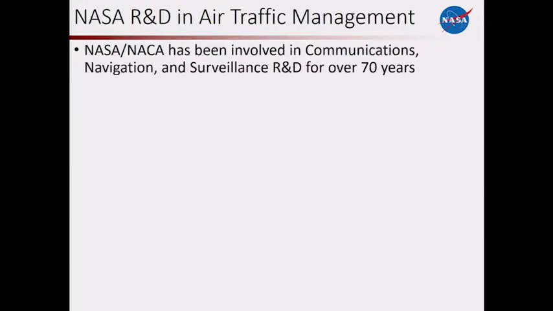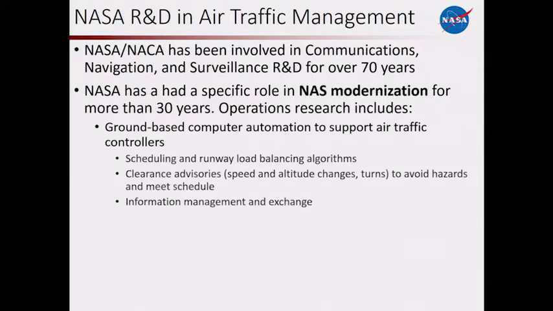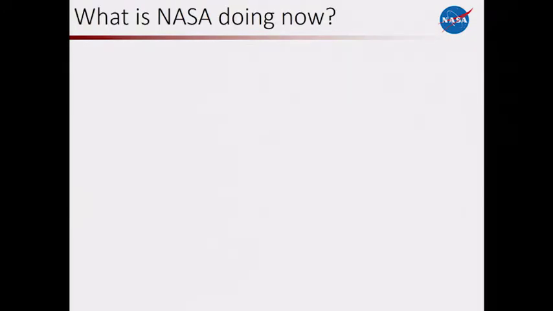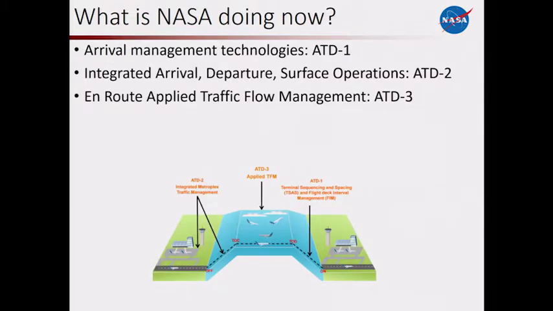All right. So what does NASA do here? We've been involved in comm, nav, and surveillance R&D for 70 years, probably over 70 years at this point. We've had a fairly specific role in the modernization of the national airspace for about 30 years. Includes both ground-based automation and flight deck automation. So what are we doing now? Well, there's 3 major projects right now. We're going to go through each one of them.